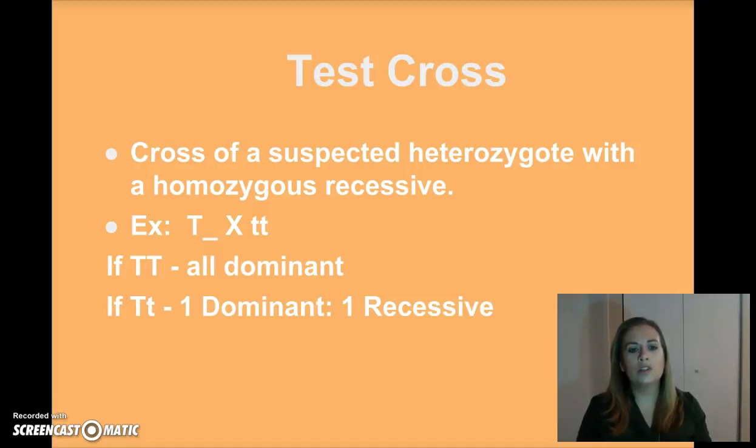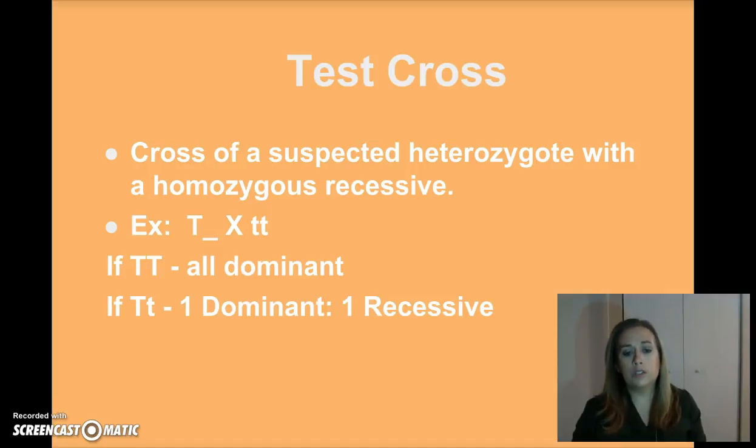So a test cross is something that you do when you want to figure out if a dominant individual is a heterozygote or if it's homozygous dominant. And so it's a cross of a suspected heterozygote with a homozygous recessive. And so the reason that you're doing that is because when you have an individual that shows the dominant trait, you can't really be sure if it's heterozygous or homozygous dominant.